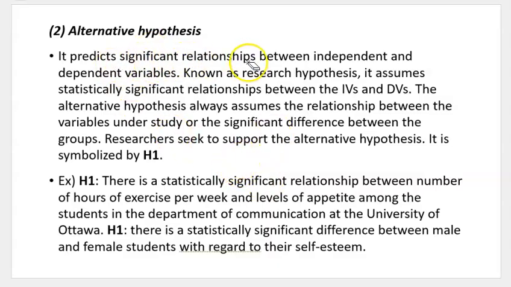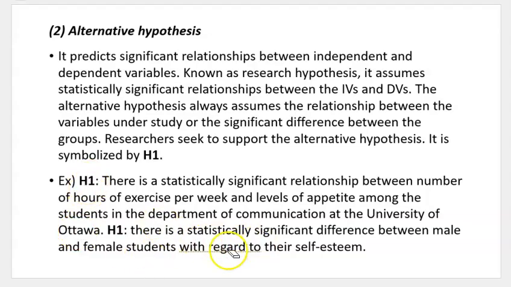If there is a significant relationship between the independent and dependent variable, then you can call that an alternative hypothesis. So there will be the independent variable and the dependent variable. If they have a relationship between the two, then you can say that effectively they have a difference or a relationship. There is a statistically significant relationship between the number of hours of exercise and the level of appetite among the students in the Department of Communication of the University of Ottawa. So this one will be the alternative hypothesis, and you will reject your null hypothesis.